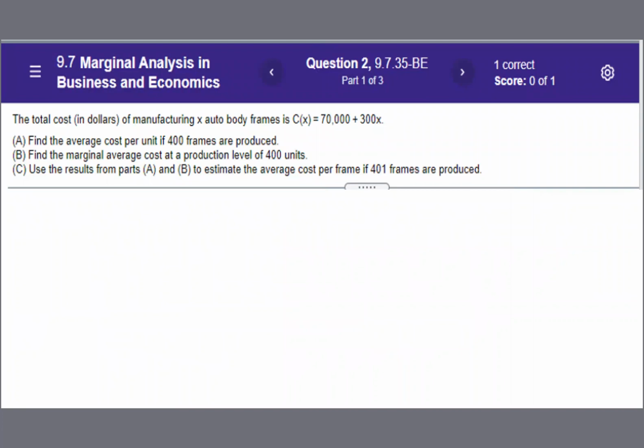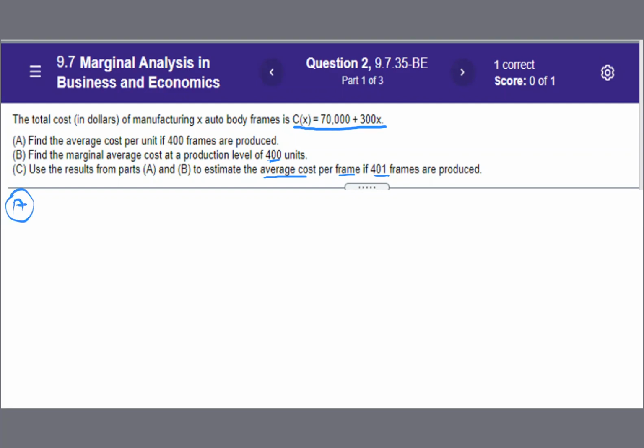So this problem has 3 parts. On the first part, we're asked to find the average cost per unit if 400 frames are produced, and then we're asked to find the marginal average cost at the level of 400, and then we're going to use the first 2 results to find the average cost per frame if 401 frames are produced. Okay, so what are we given here? The total cost function.